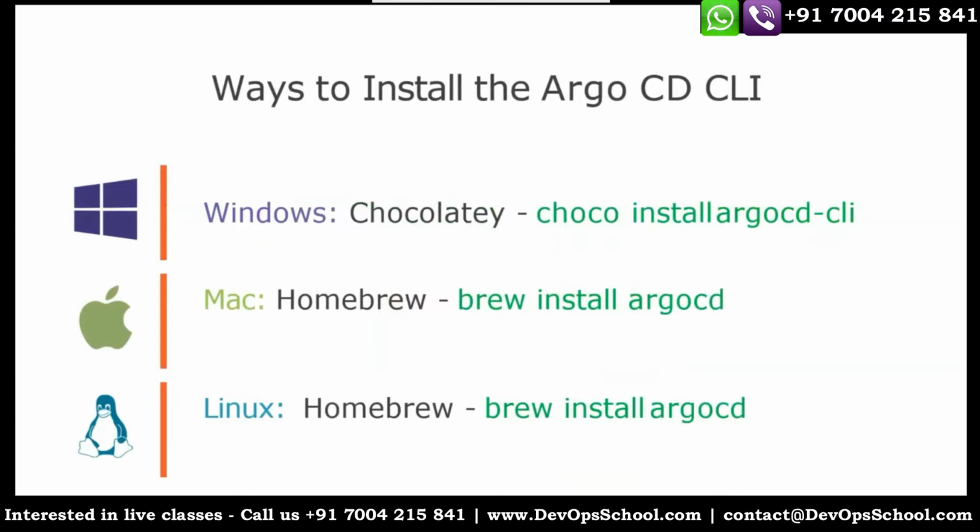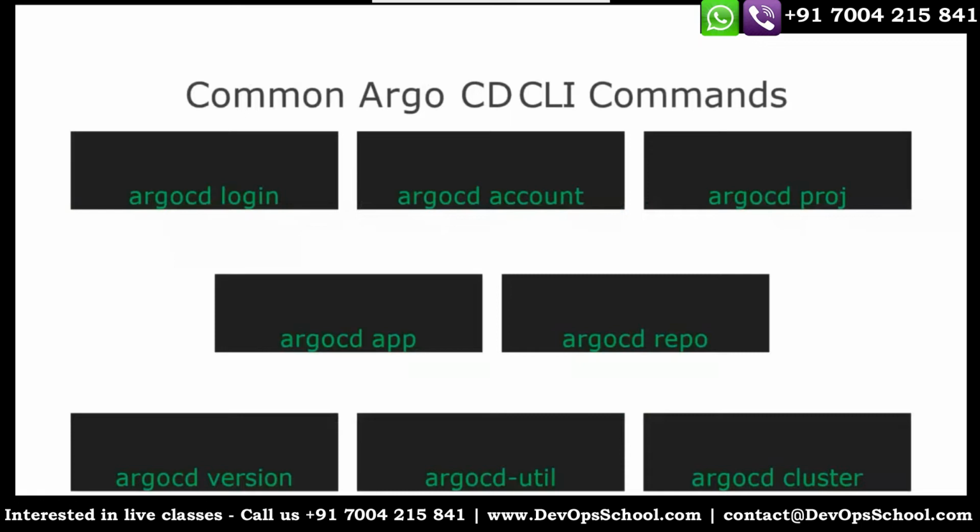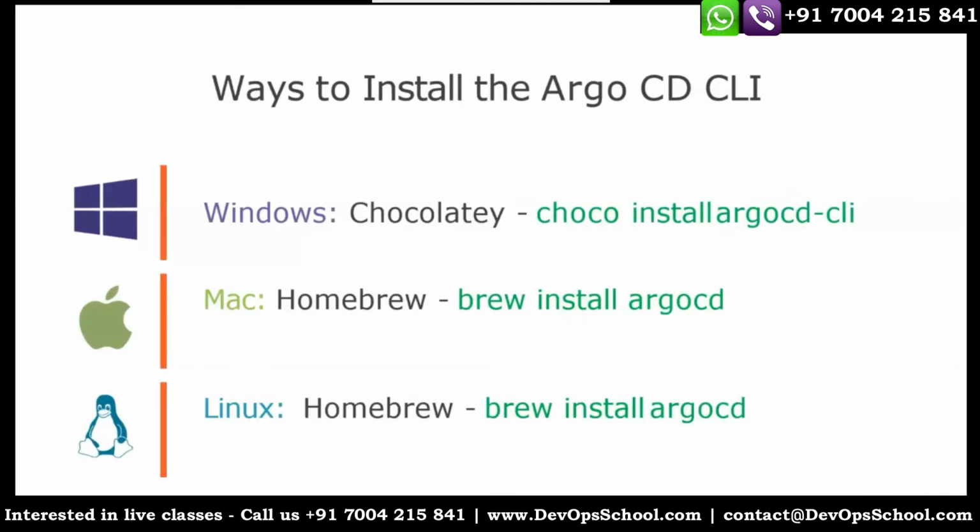You can use Chocolatey, choco, for Windows; Homebrew for Mac; and for Linux you can use APT also. So common Argo CD commands. But for Linux, it was written as brew. Yeah, there's a brew mistake that I have to correct. It should be APT actually, or yum.